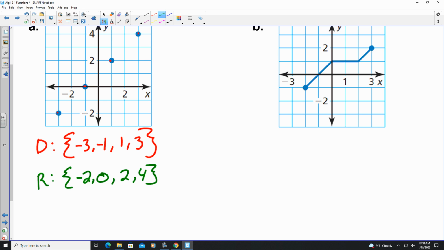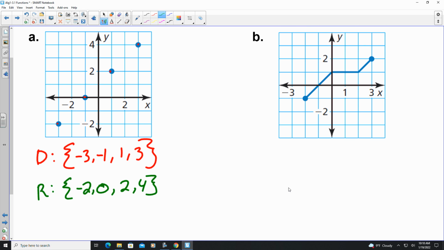If you look at B, yeah, there's points. There's a point here, there's a point here, and there's a point here. But between those points, there are line segments that connect them. So we have to illustrate all of the x values and all of the y values for that particular situation.